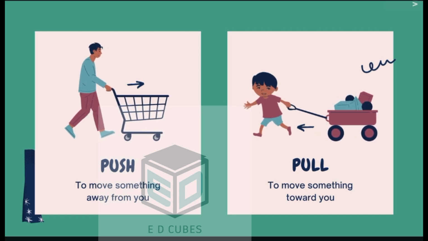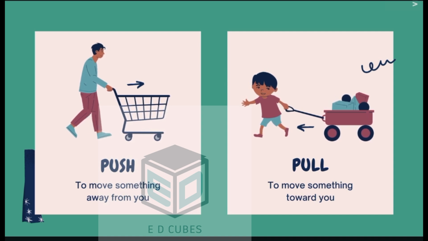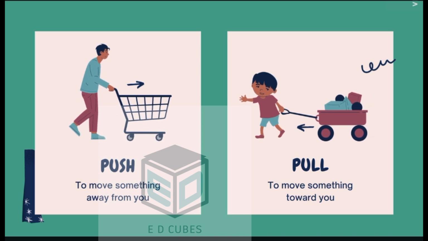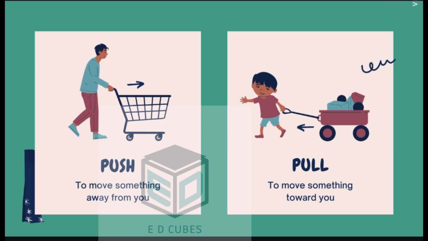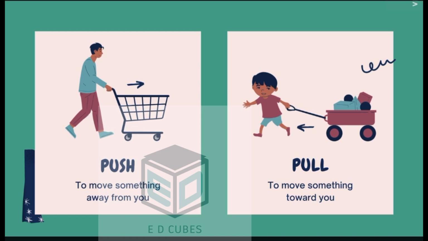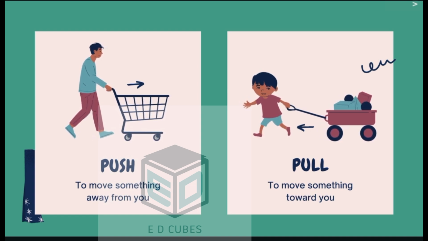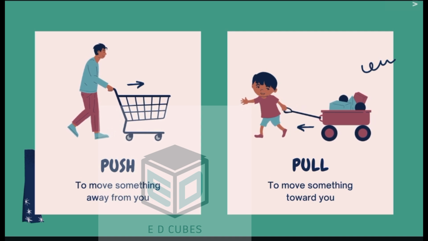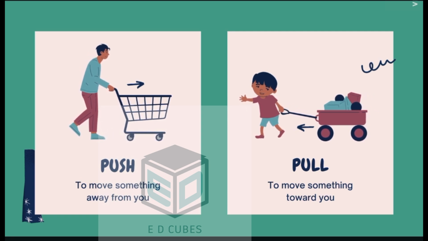Whenever you push any object, the object moves away from you. Or you can say that if you apply a push force, the object moves away from you. In other words, if the object moves away from you, that means the force applied is push force. Similarly, for pull, when the object moves closer to you on application of force, then the force is of pull type. Or when you apply a pull force, the object moves closer to you.